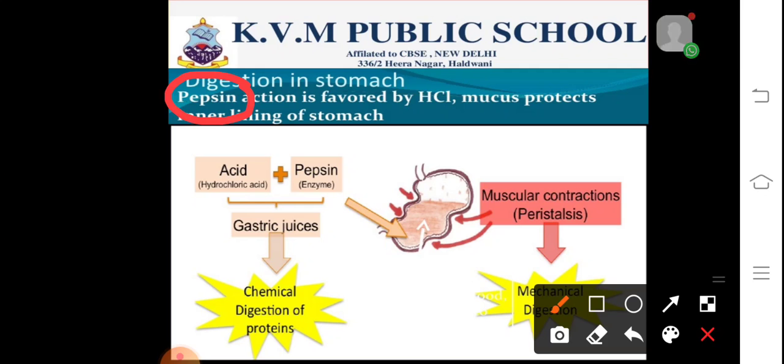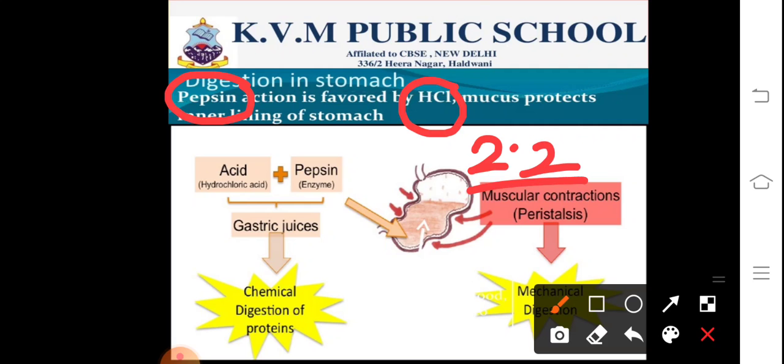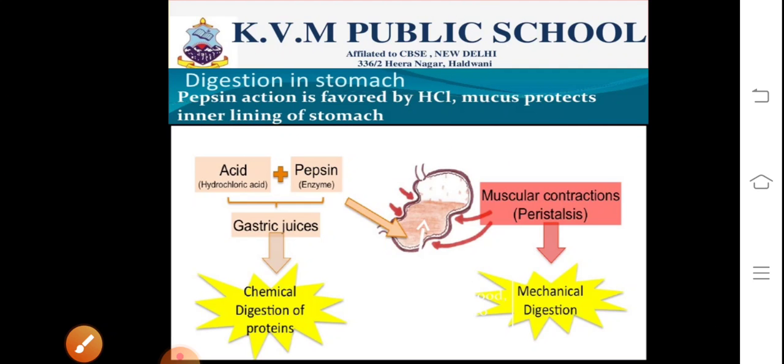Now, the enzymes require specific temperature and pH. So there's secretion of HCl in the stomach, which produces a pH of 2.2 that is actually required for the activity of the enzyme, that is pepsin. Enzymes are very specific for temperature and pH.